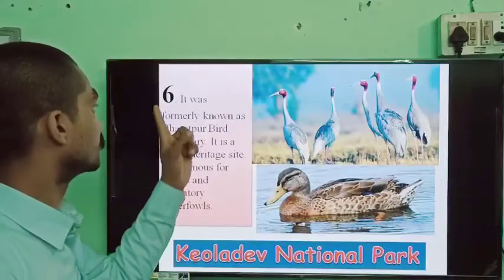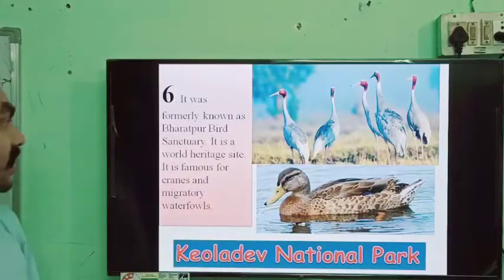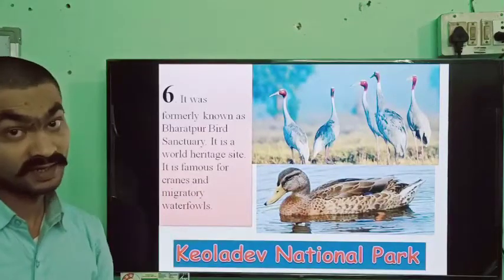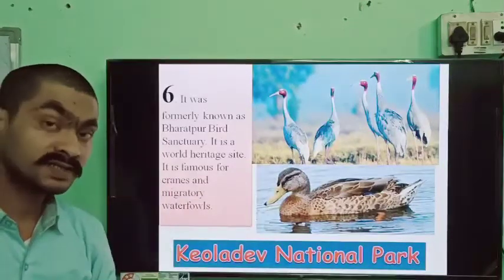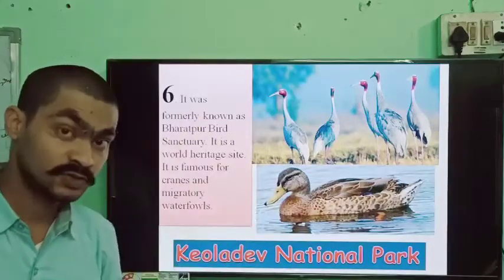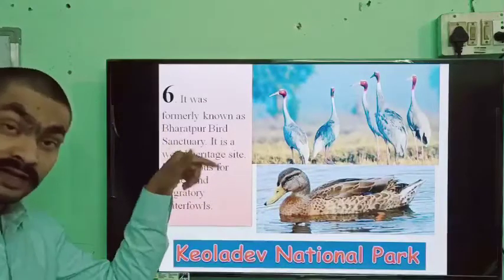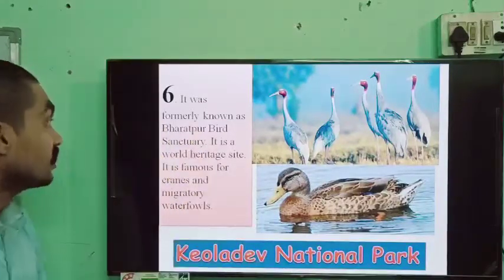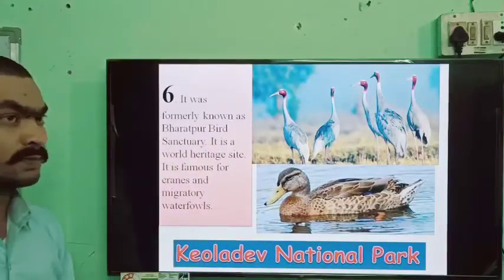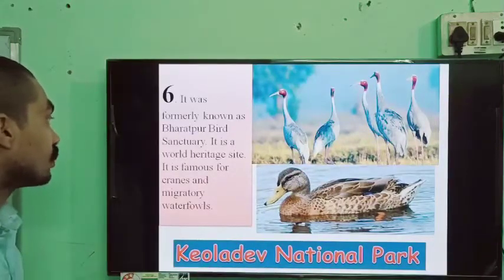Next, sixth, it was formerly known as Bharatpur Bird Sanctuary. It is a World Heritage Site again, and one more World Heritage Site we have seen. Can you tell me? Assam Kaziranga National Park, and this is the next one. Which one is it? Earlier it was known as Bharatpur Bird Sanctuary. Bird Sanctuary means where the birds are found. It is a World Heritage Site.